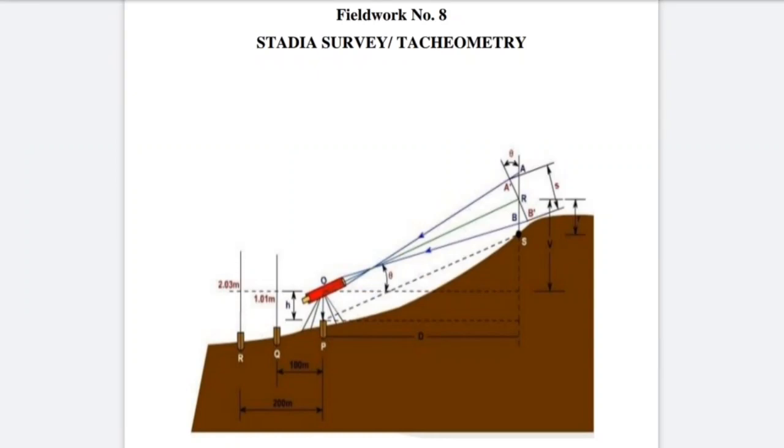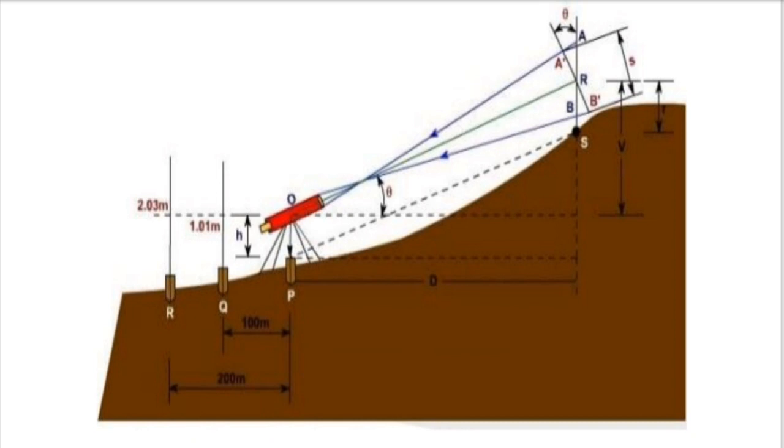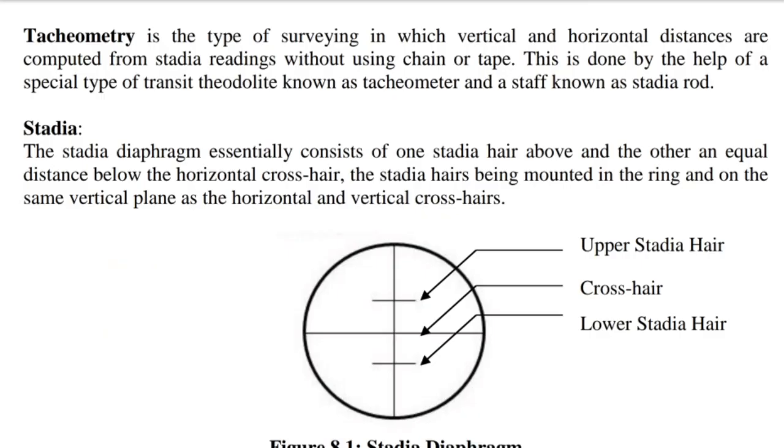Today we will learn stadia survey or tacheometry survey. Tacheometry is the type of surveying in which vertical and horizontal distances are computed from stadia readings without using chain or tape. This is done with the help of a special type of transit theodolite known as a tacheometer and a staff known as a stadia rod.